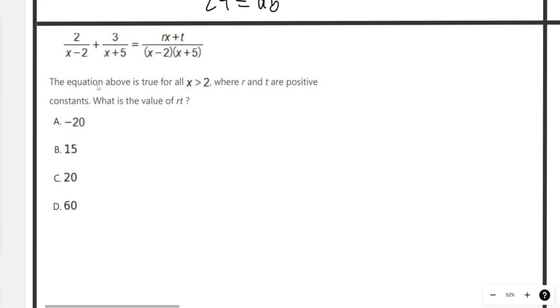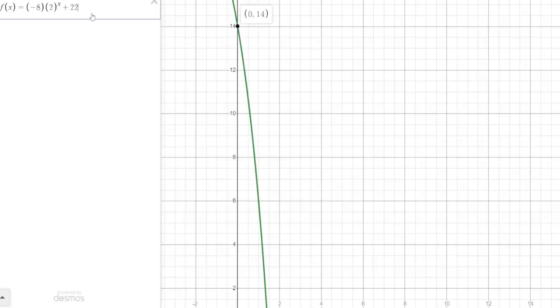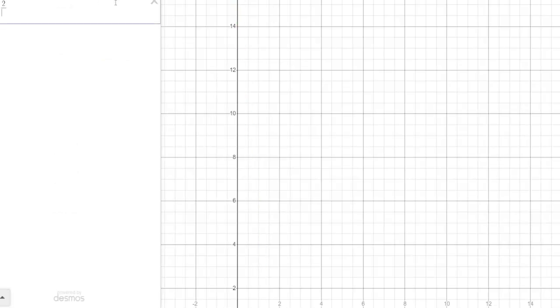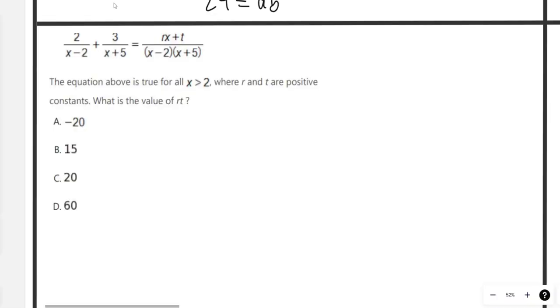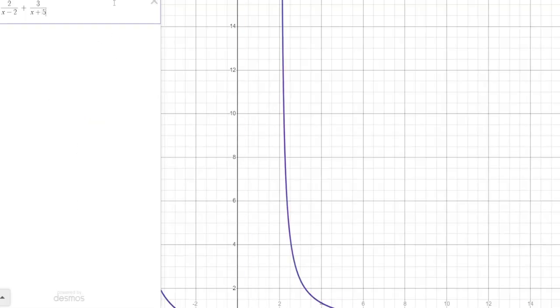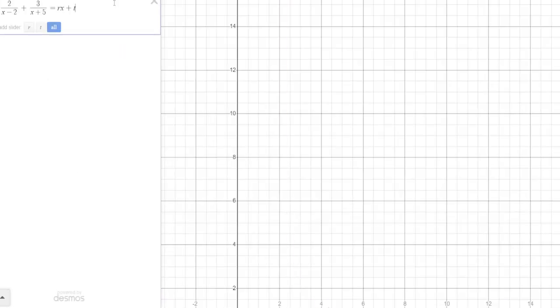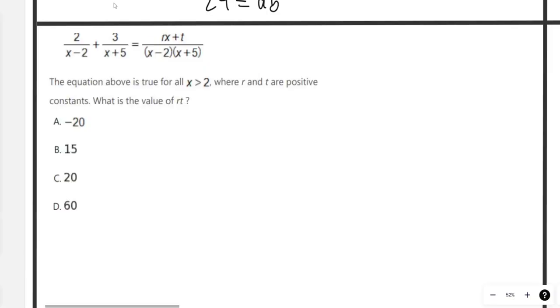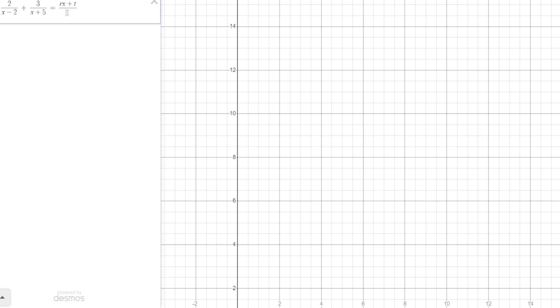If you want, you can plug the whole thing into Desmos. Let's see how that looks. 2 divided by x minus 2 plus 3 over x plus 5 is equal to Rx plus t. And that whole thing is going to be divided by x minus 2 times x plus 5.